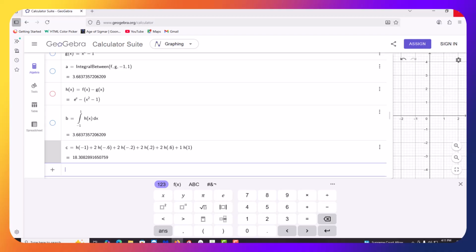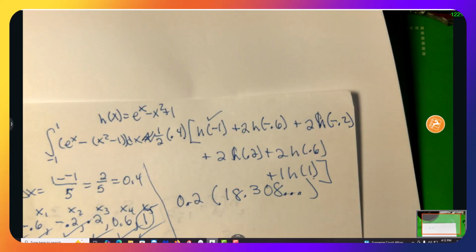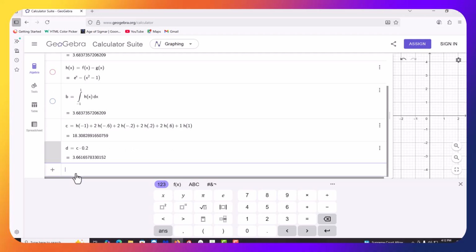So watch what I'm going to do here. Oh, I have to change a couple things. I didn't put the approximations. Half of 4/10 is 2/10, so I'm going to do that. And now I'm going to show you what I'm going to write on my paper. Now half of 4/10 is 2/10. So now I'm going to multiply these together, and that's my trapezoidal sum. Now notice they're calling it C. So I'm just going to go C times 2/10 and 3.66165, blah, blah, blah. There you go.